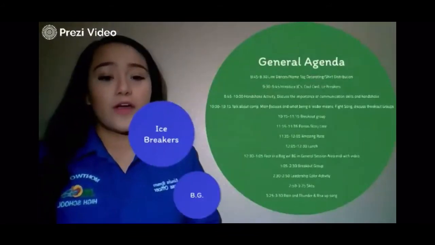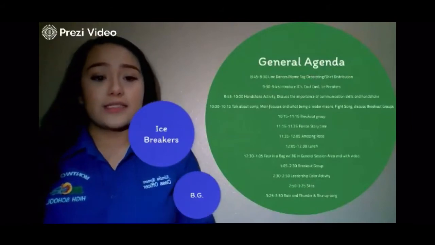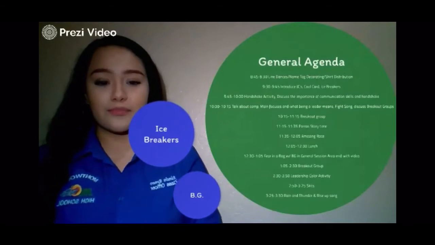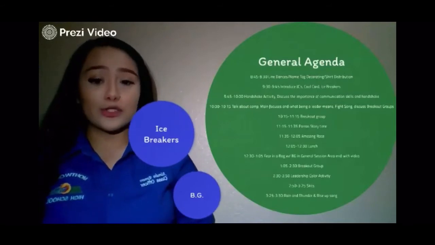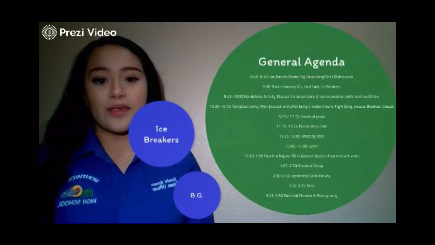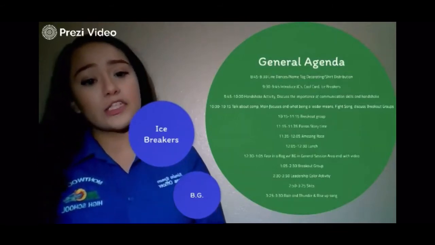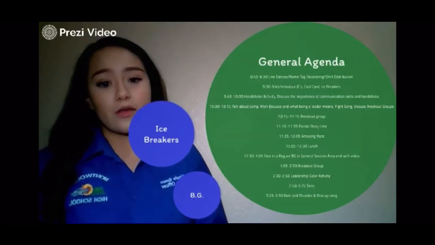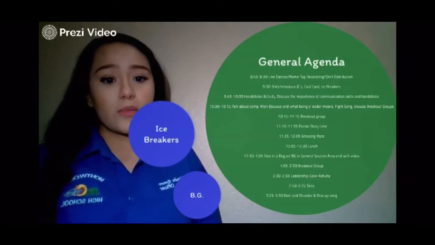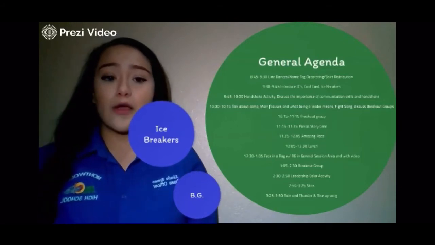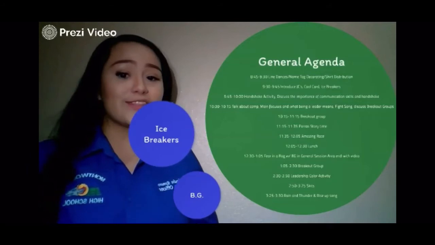From 8:45 to 9:30, we start off with some line dances, name tag decorating, and shirt distribution while waiting for everyone to join us. From 9:30 to 9:45, we introduce our JCs. We start off with a cool card activity and some icebreakers. From 9:45 to 10, we do the handshake activity and discuss the importance of communication skills and the handshake. From 10 to 10:15, we talk about the camp, the main focuses, what being a leader means, we discuss the breakout groups, and we provide a little school spirit and do the fight song.